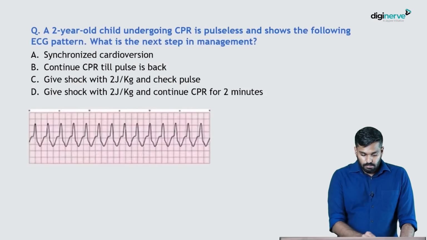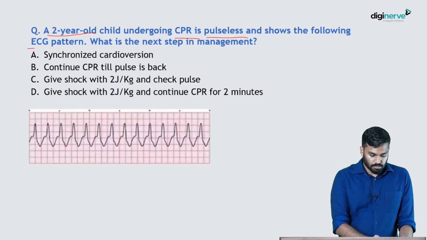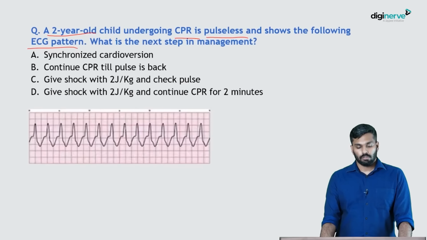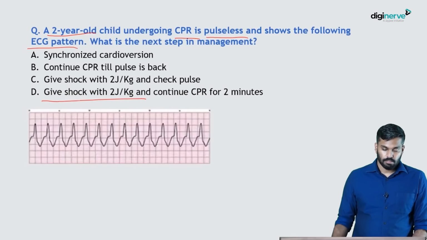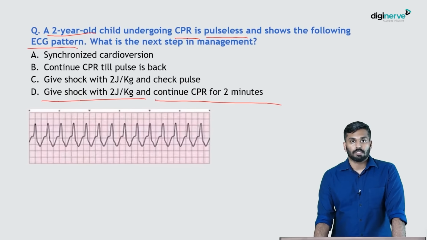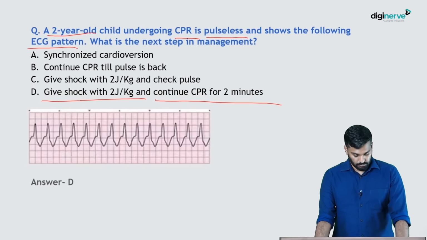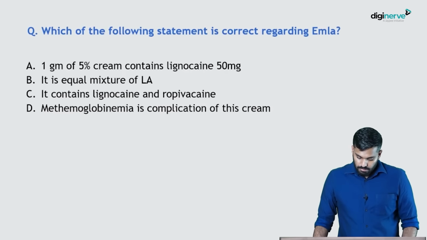A 2-year-old child undergoing CPR is pulseless. Okay, CPR, 2-year-old child, pulseless, and shows the following ECG pattern. Okay, what is the next step? So you definitely have to shock the patient. Give shock with 2 joules per kg, and it's best to continue CPR for 2 minutes. Yes, answer is D.